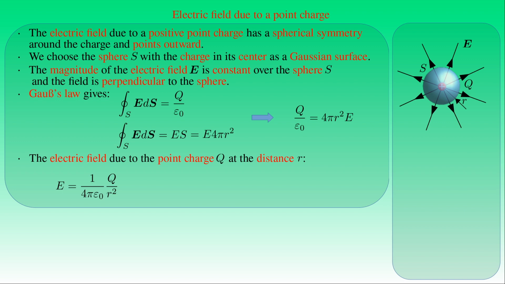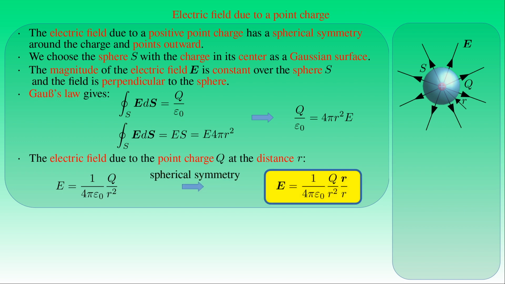Since we know that the field is spherically symmetric, we can conclude that the electric field E due to a point charge q at the distance r from the point charge is given by 1 over 4 pi times epsilon naught, times q over r squared, times the vector r by the distance r. Here the vector r points from the source charge q to an arbitrary point at the distance r. We already derived this formula for a point charge from Coulomb's law.